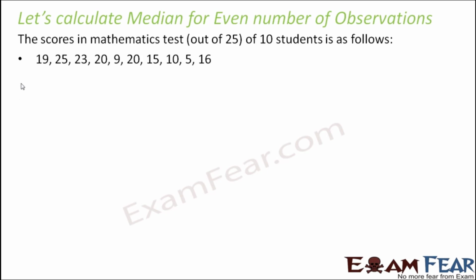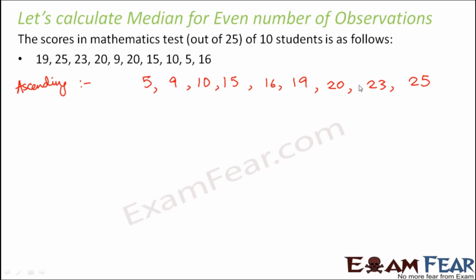So the first step would still remain the same. We just need to arrange it in ascending order. Once you arrange it in ascending order, you get something like this: 5, 9, 10, 15, 16, 19, 20, 20, 23, 25. So 20 is repeated twice. So this is your data arranged in ascending order. Now, will you be able to find a middlemost number here? You can't, because there is no such number which will be the middlemost.